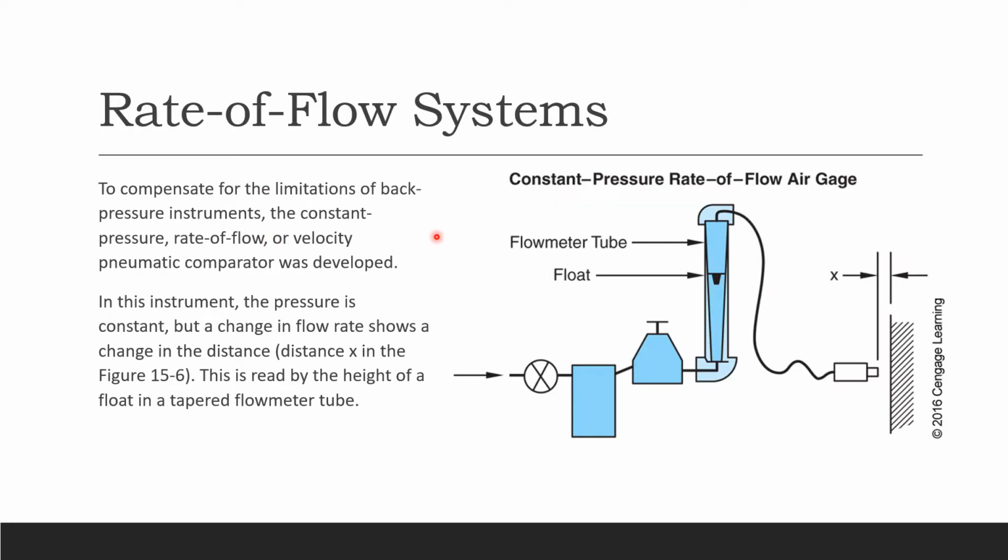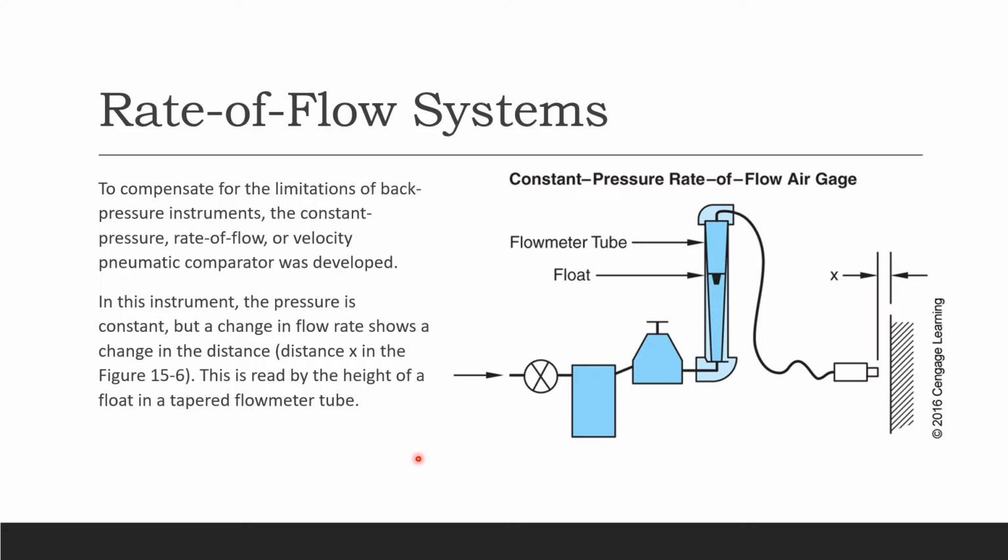Okay, the next system is the rate of flow system. To compensate for the limitations of your back pressure instruments, we use this constant pressure, rate of flow, or velocity pneumatic comparator. In this instrument, the pressure is constant, but a change in the flow rate shows a change in the distance.